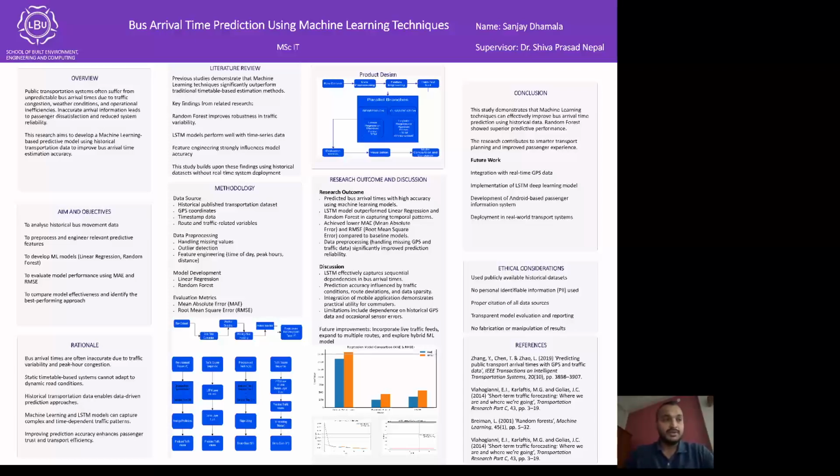So, to address this issue, this research applies machine learning and deep learning techniques to predict bus arrival times more accurately and precisely using historical transportation data.